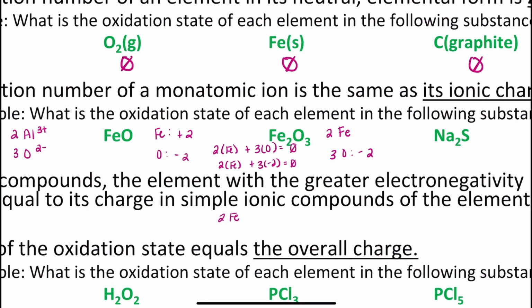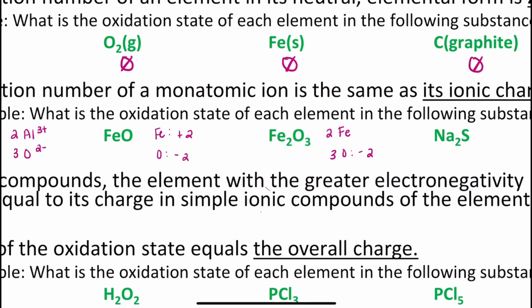So 2 Fe's has to equal +6, because 3 times -2 gives me a -6. So when I add it to this side to get a +6, that means each Fe is a +3. Okay, so you can do it algebraically as well. If you need to see that, come see me for help.